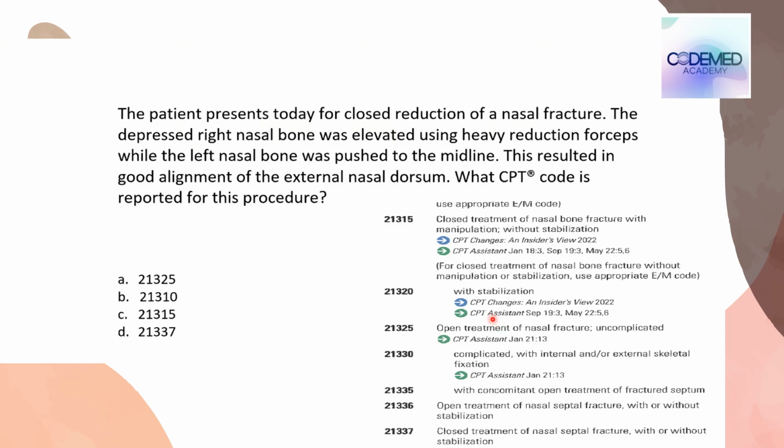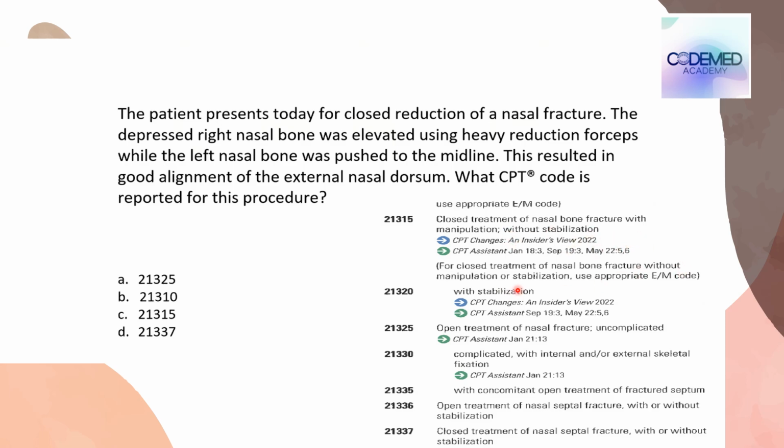Our treatment is a closed reduction, and we code the fracture depending upon the type of the treatment. So we will see here, this is 21320, not 21310 by mistake. So we will check whether we can use this code. 21315 is the code which says closed treatment of the nasal bone fracture with manipulation.